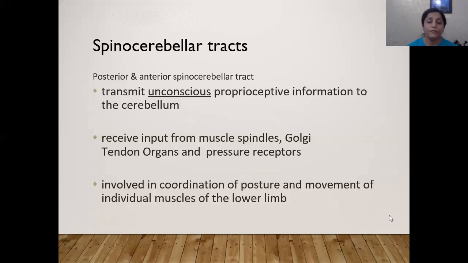Now, moving further, I'm going to tell you about the posterior and the anterior spinocerebellar tracts. As the name suggests, the posterior tract is on the back side and the anterior tract is on the front side. Now, these spinocerebellar tracts are going to take sensations which we are not conscious about. We have learned earlier also that the cerebral cortex receives the sensations which we are conscious about, whereas the cerebellum receives the sensations which we are not conscious about.